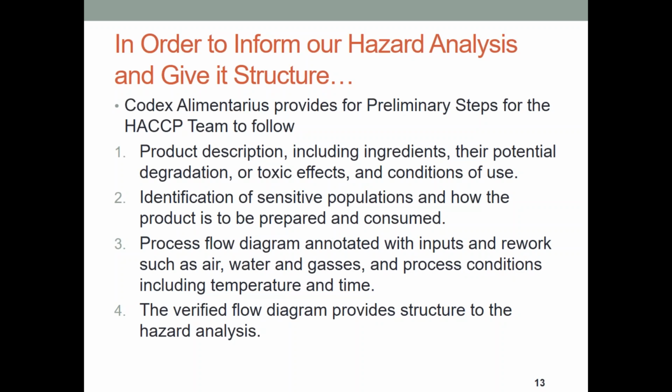And then the next thing that we do to inform our hazard analysis and give it structure is to produce a process flow diagram. And usually this is just a little flow chart. Normally this is not as complicated as an engineering diagram, but it gives us steps in the process. And during those steps in the process, what we need to do is annotate it with inputs and rework and materials such as introduction of air, water, gases, and process conditions, including temperature and time.